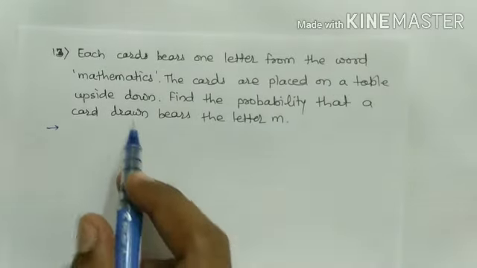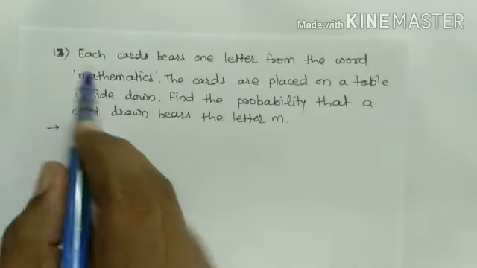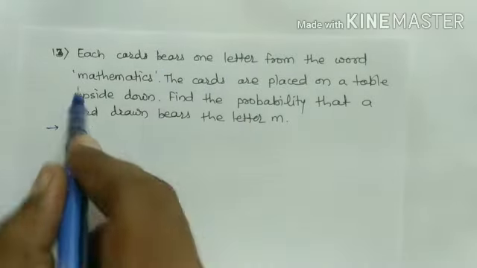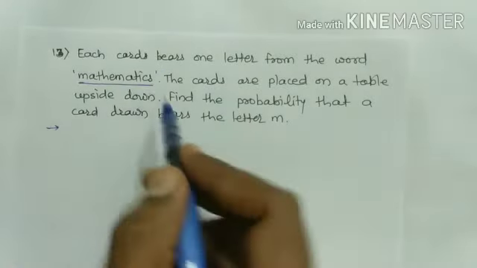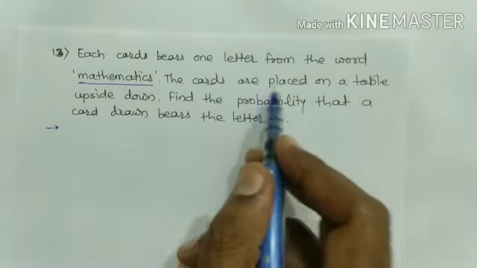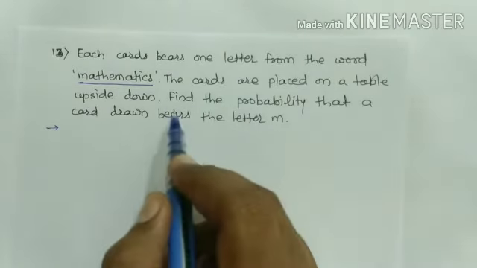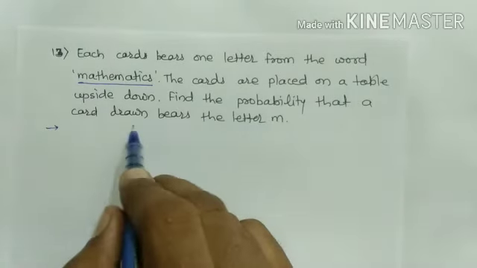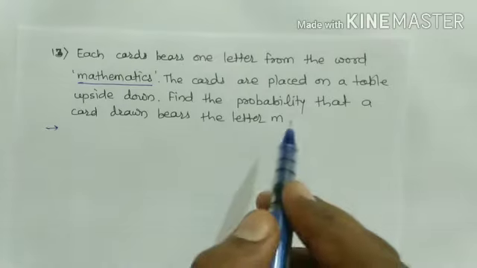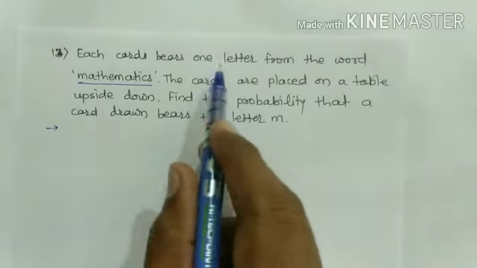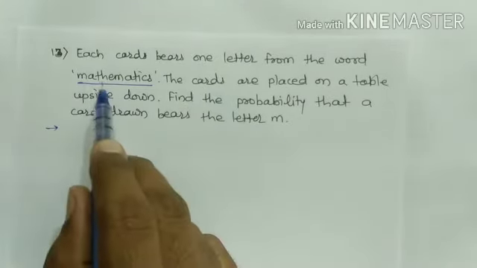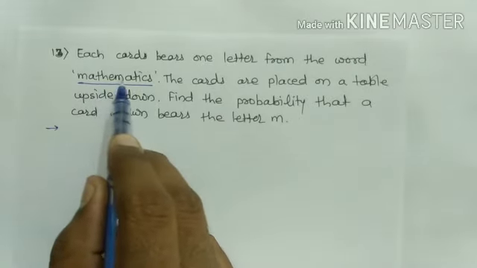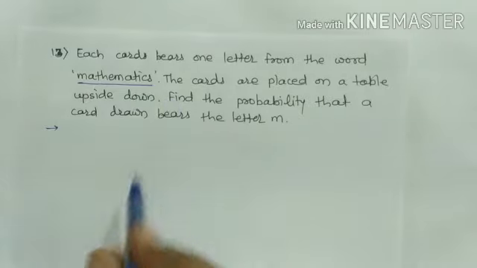Now the next question is question number 13. See, each card bears one letter from the word mathematics. The cards are placed on a table upside down. Find the probability that a card drawn bears the letter M. Here the number of cards equals the number of letters in this word mathematics, that is 1, 2, 3, 4, 5, 6, 7, 8, 9, 10 and 11.